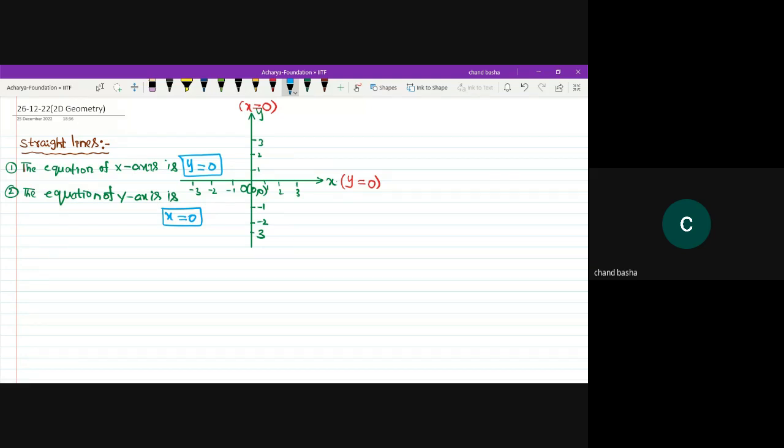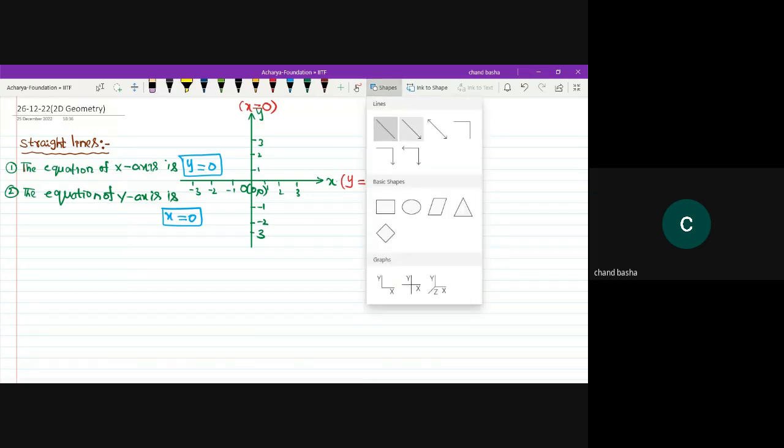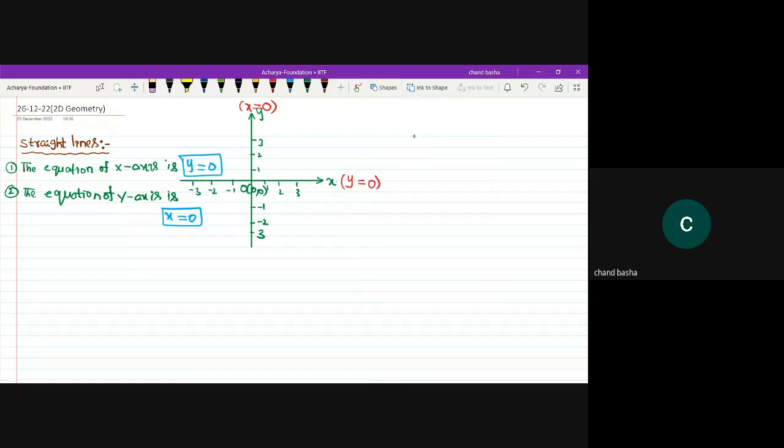And I'll move to the point number 3, third point. Let us see what I'm going to discuss in this part. Suppose your line is parallel to x-axis, either above the x-axis or below the x-axis. So x is equal to 0.